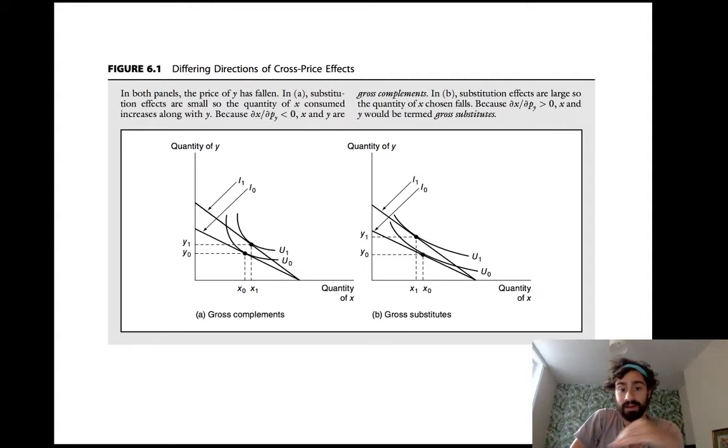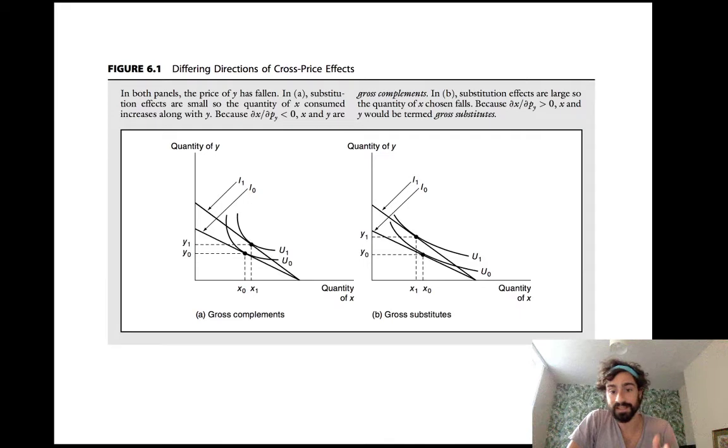In panel B, the setup is the same. We started out at a smaller budget set I0. We decreased the price of Y to get to I1. In this movement, you can see that, again, the consumption of Y has increased. So Y1 is higher than Y0. I increase my consumption of the good that becomes cheaper.